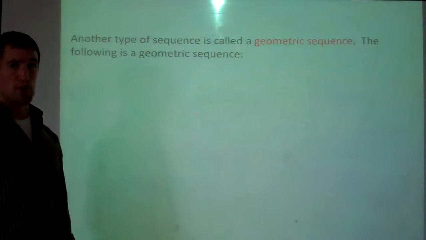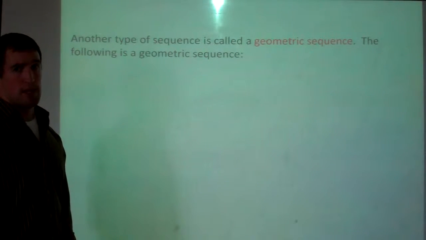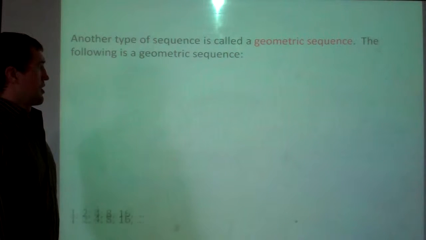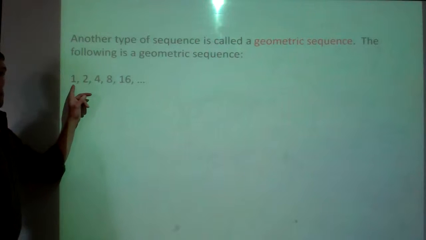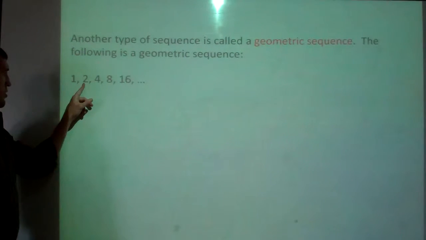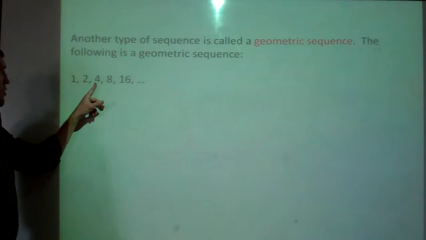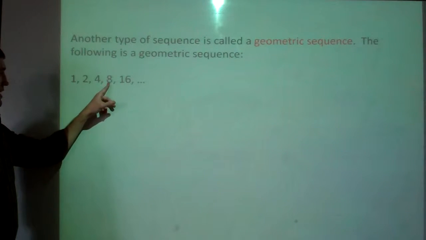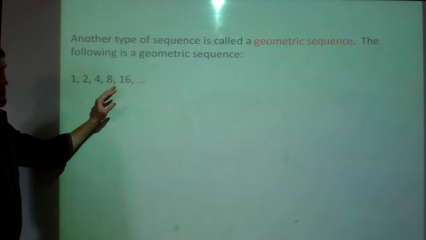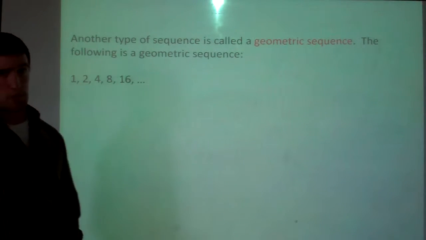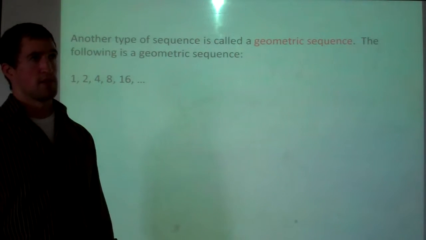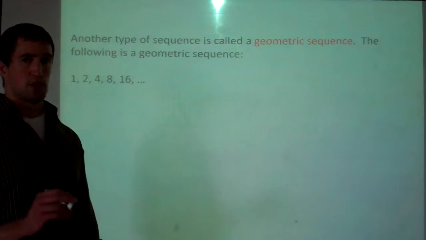The other type of sequence that we have is called a geometric sequence. And that's because we multiply by the same term each time instead of adding the same term each time. So here's an example of one. Between 1 and 2, we're just doubling. 1 times 2 gives us 2. 2 times 2 gives us 4. 4 times 2 gives us 8. 8 times 2 gives us 16, and so forth. Our next term would be 32. We just keep doubling. That's a geometric sequence. We're multiplying by the same term each time.